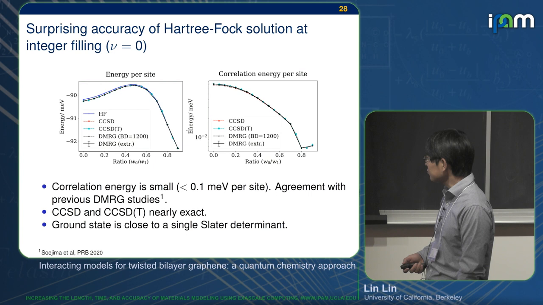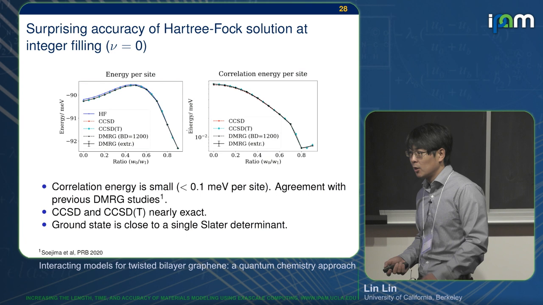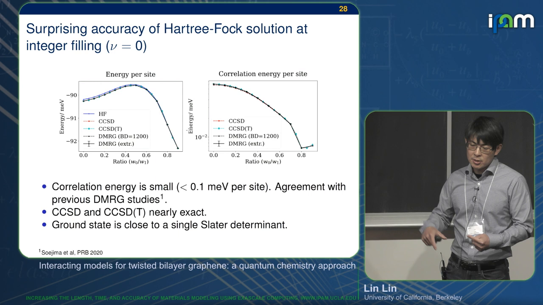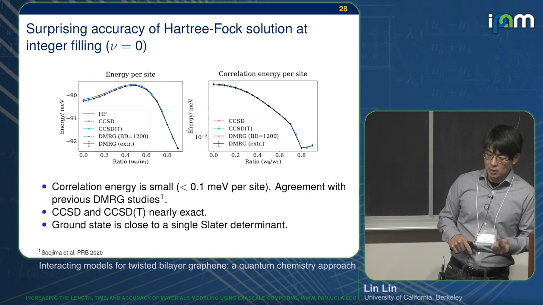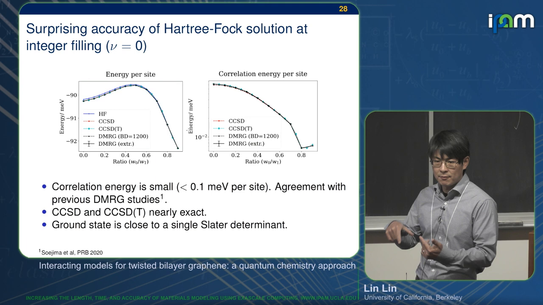This also shows the ground state is very close to a single Slater determinant, which means, together with the breaking of the C2ZT, the ground state, at least of the spinless valleyless model of the interacting Bistritzer-MacDonald model, is pretty much a quantum Hall ferromagnetic Slater determinant.